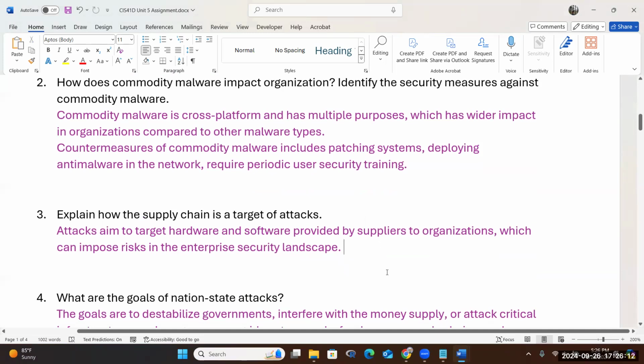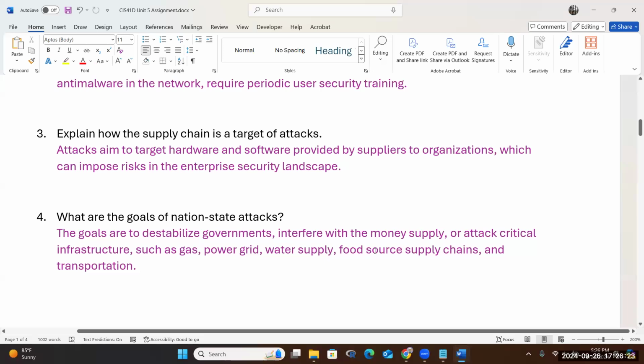Okay, so we're on number 3, and we talked about supply chain as a target in the attacks. Now, the next part goes into more specific attacks. And you often hear the term nation state attack. The goal of this form of attack is to target governments, to destabilize governments. And that can change the way resources are provided for that government or the resources flowing for that government.